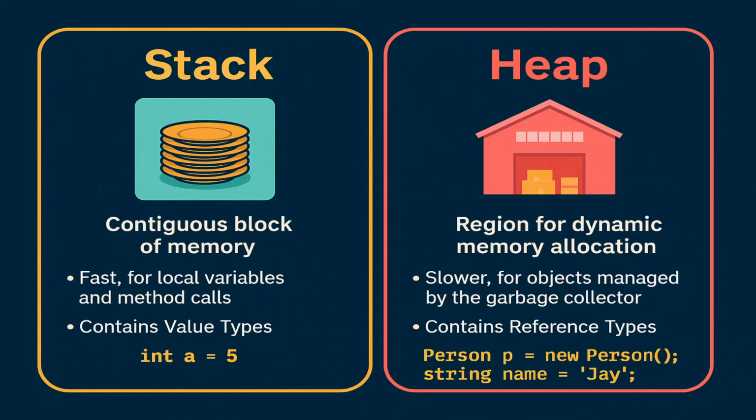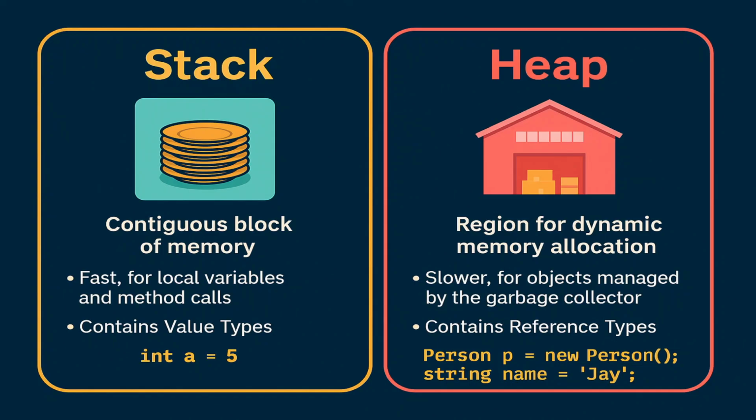So a stack is like a neatly organized stack of plates. It's a contiguous block of memory. Contiguous means all the memory blocks are in a series. And it is fast. It's used for the local variables and method call information. So when a method is called, a frame is pushed onto the stack containing its local variables, and the moment the method completes, the frame is popped off and the memory is instantly freed, right?